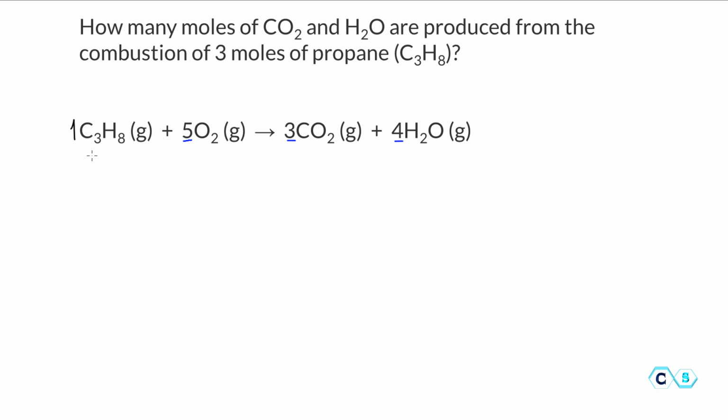So if we want to read this equation, we want to understand that every 1 mole of propane reacts with 5 moles of oxygen, produces 3 moles of carbon dioxide and 4 moles of water. Now, how many moles of carbon dioxide and water will we have from 3 moles of propane? What we can do is put 3 moles here on top of the propane, and do the calculation based on these ratios.